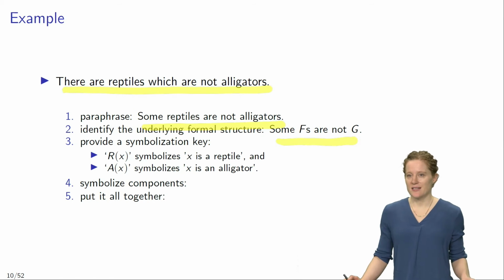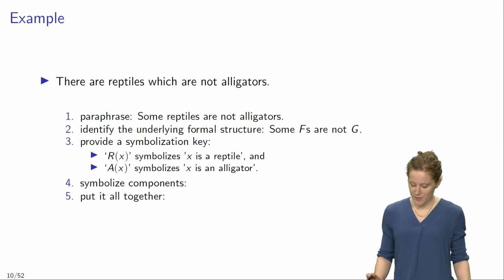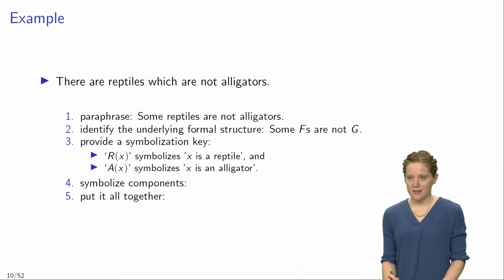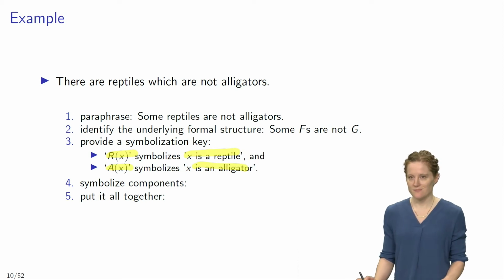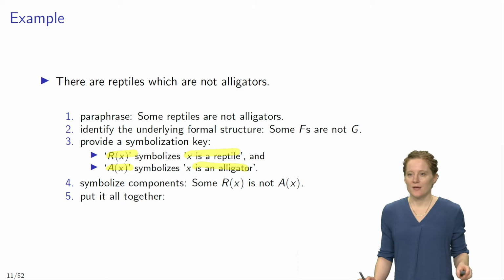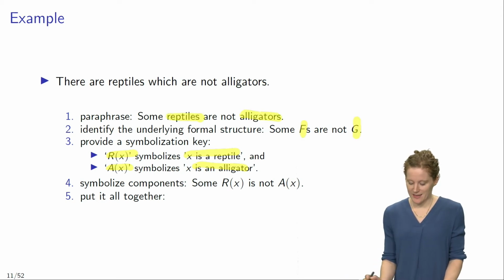Next, we need to provide a symbolization key for our predicates. And I will suggest to symbolize the predicate x is a reptile by means of the capital letter R. And I will symbolize x is an alligator by means of the capital letter A. And now we can symbolize our components. So we said that our sentence has the general form some F's are not G. And here the predicate F abbreviates reptiles and G abbreviates alligators.